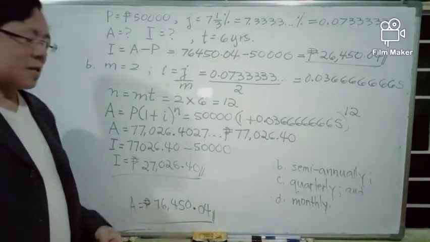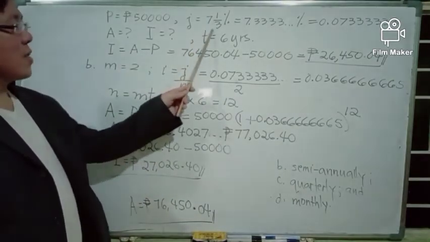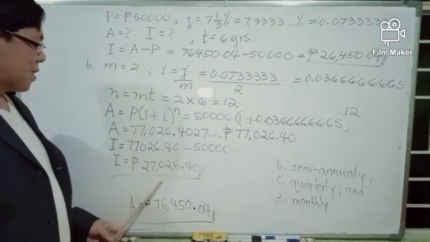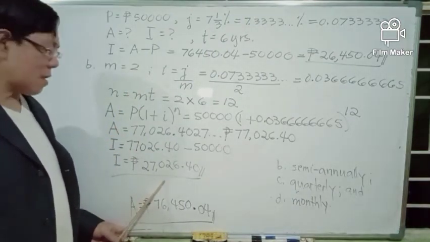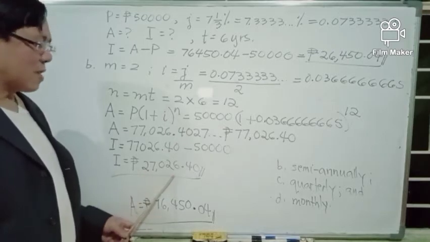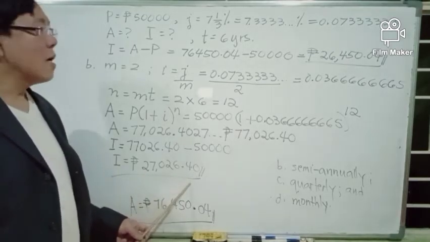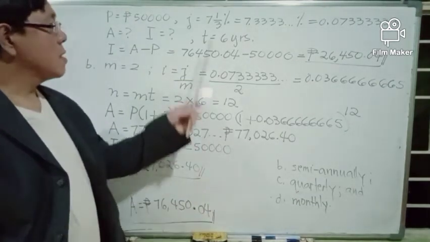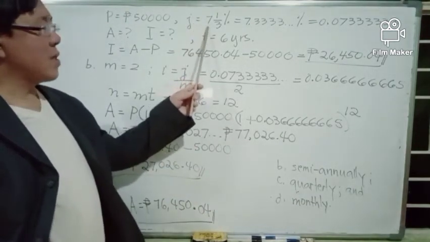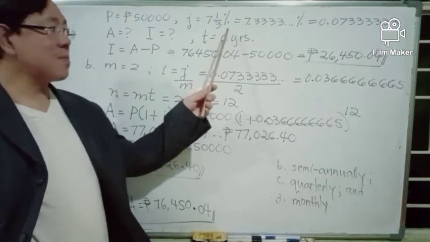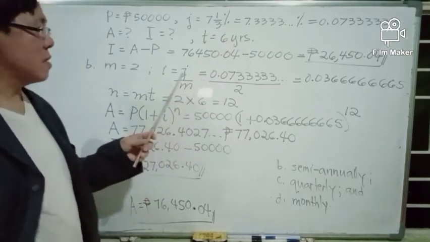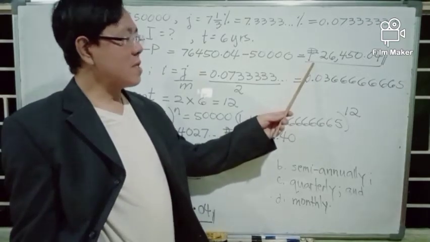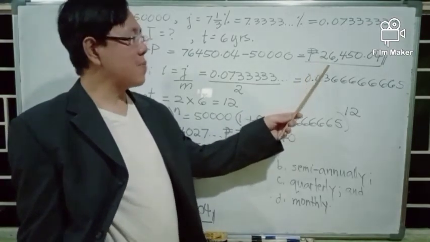Now you can see that at 7 and 1/3% compounded semi-annually, the amount of compound interest of 27,026.40 is higher than the amount of compound interest computed at 7 and 1/3%, the same interest rate, but compounded annually, or 26,450.04.